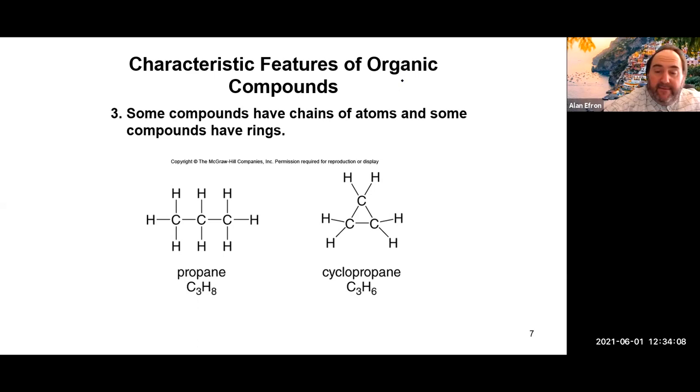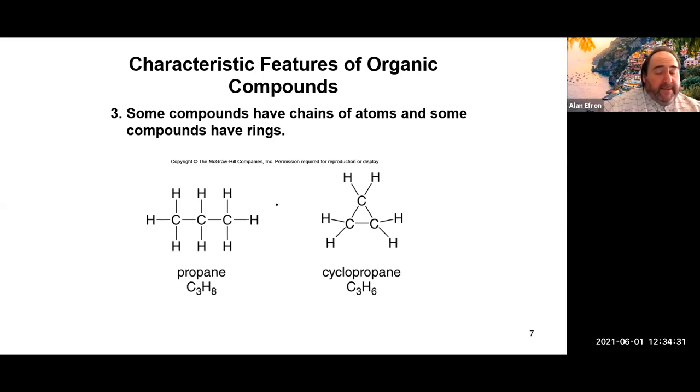Some compounds have chains, some are in ring form, and some are straight chains. So we're looking here at two different versions of a 3-carbon compound. The one on the left is propane. The one on the right is what is known as cyclopropane.